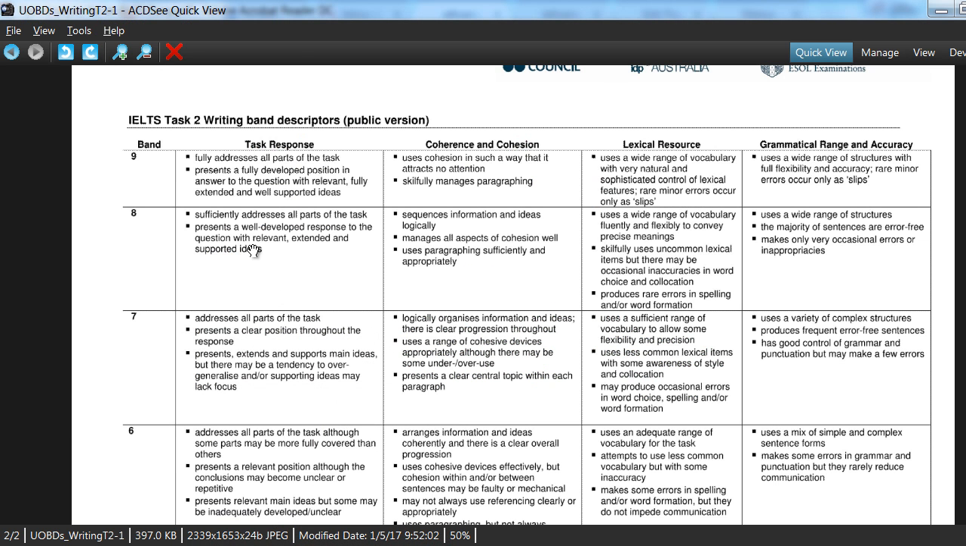This is also the reason why a lot of good writers don't get a high score for task response. We can see that a 7 requires the writer to address all parts of the task, and I'm going to show you a few examples of why this doesn't always occur.